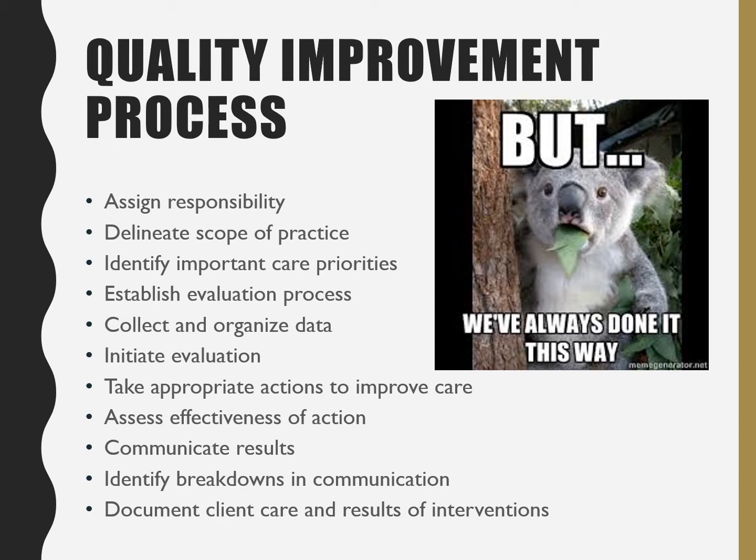But some of the processes involve assigning responsibility. You have to be sure to involve the right people. You have to delineate scope of practice accurately, adequately, and publicly so everybody knows who's doing what. You have to identify important care priorities, preferably as a group. You have to decide what's important. Establish evaluation process. How are you going to measure improvement? And then collect and organize data. What will you use to measure improvement?